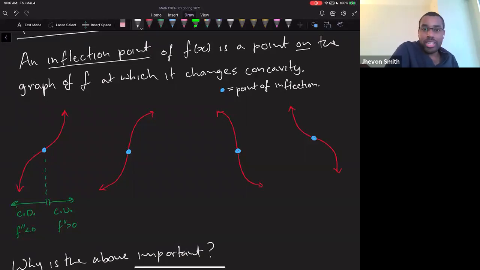So let's say, for example, I am a business owner and the function that I'm looking at is tracking my profit, right? So the profit I'm making week over week. I'm looking at my profit from one week to the next, and I can see one of these four graphs on that picture. Now, the question is, which of these pictures would be the best picture for me? Which one would I really want to happen? Can anyone tell?